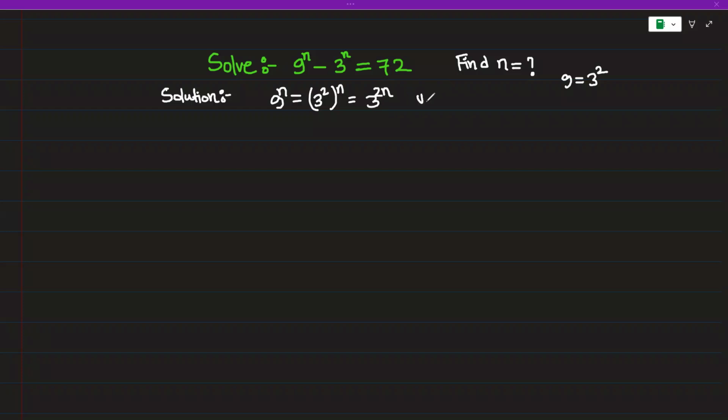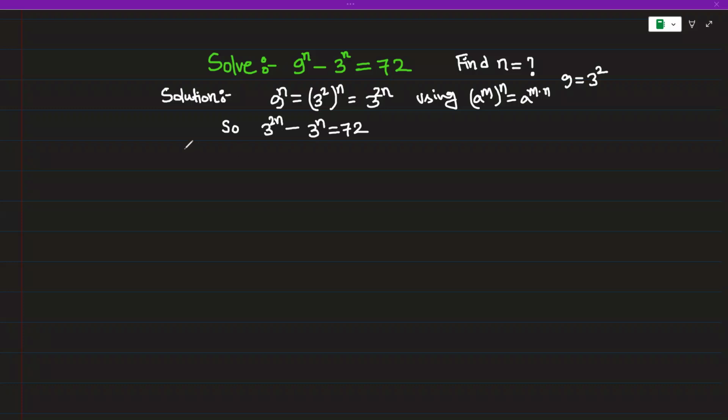We are using here the law of indices, the power rule: a power of m power of n equals a power of m times n. So now if you rewrite, this equation changes to 3 power of 2n minus 3 power of n equal 72. So we transform different bases into a single base.